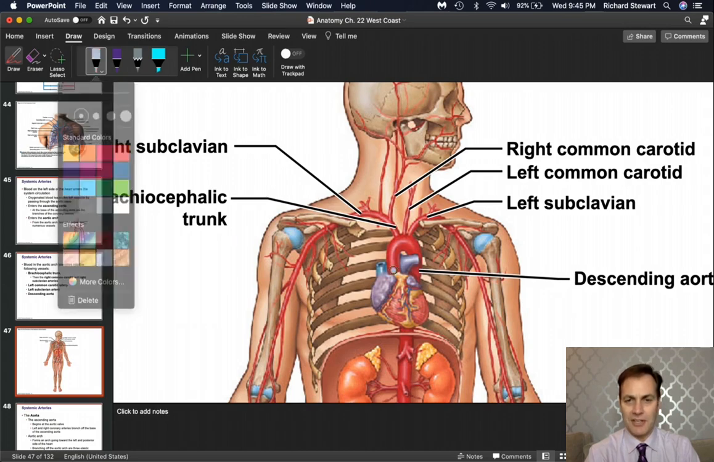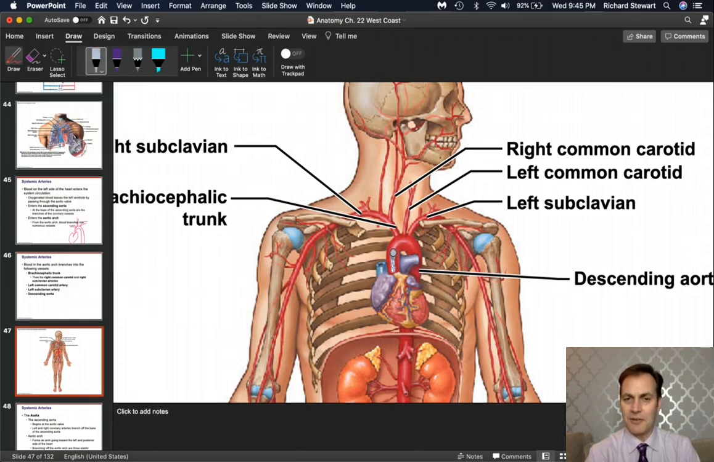So now we have our ascending aorta coming right up. Now we're going to our aortic arch. Now we're going to our descending aorta, and now it's heading down. This is our thoracic aorta, and it's going down into our abdominal aorta.